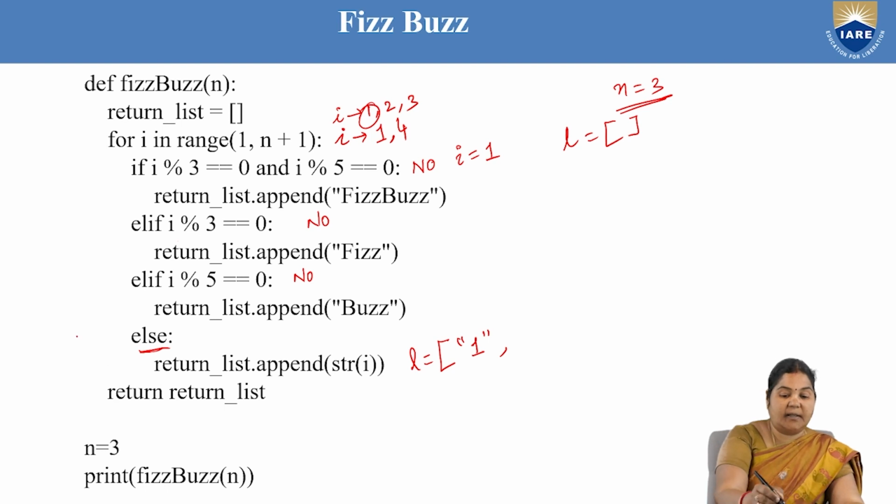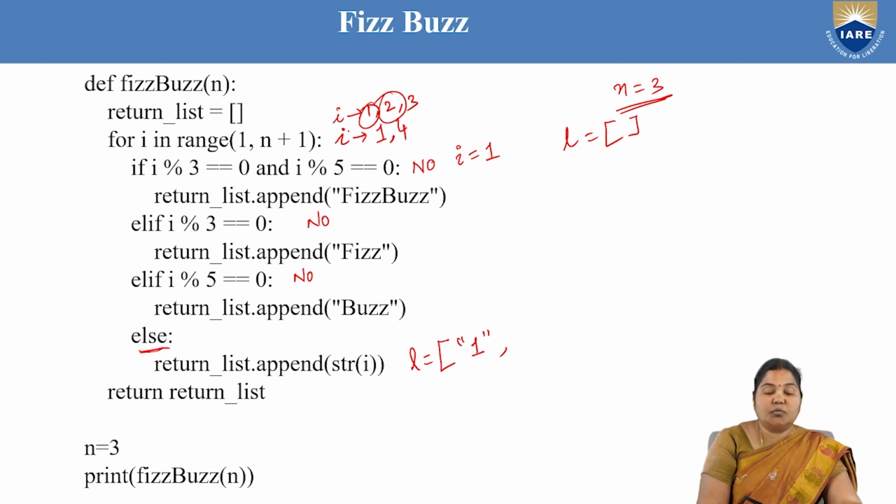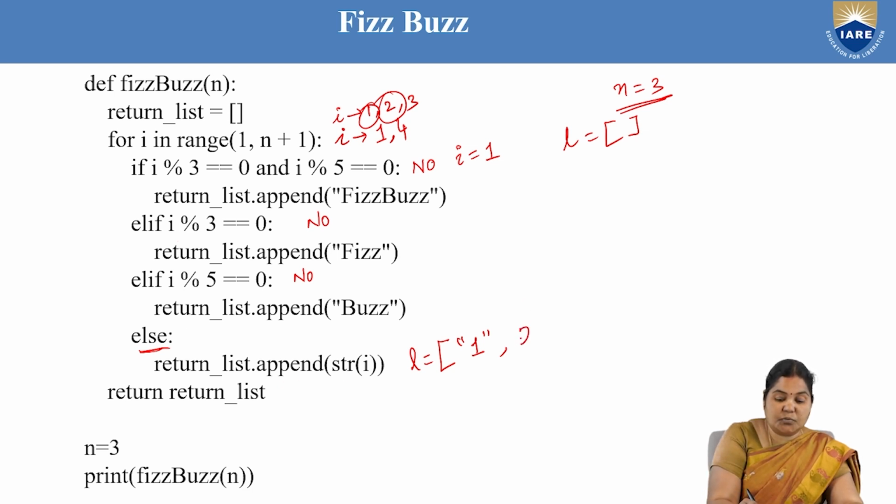Second time, i becomes 2. 2 modulus 3 is equal to 0? No. 2 modulus 5 is equal to 0? No. So these two conditions are also false, so append string of i. So 2 will be appended as a string. Third time, when i becomes 3, i modulus 3 is 0, but 3 modulus 5 is not 0. So coming to the second one, 3 modulus 3 is equal to 0, yes.